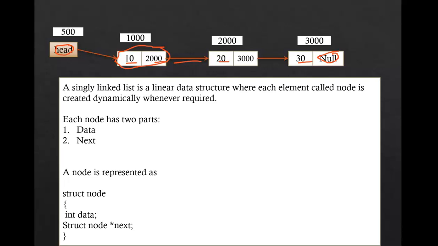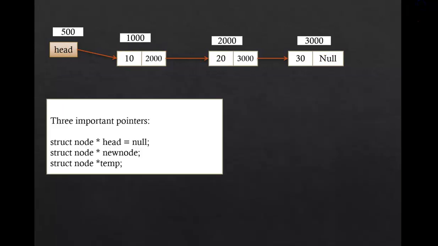Now the question, how should I represent my node? I will represent my node using a structure like this. struct node, inside the structure I say int data, struct node *next. Struct node defines the structure named node. And int data stores the actual value, for example 10, 20, 30, and next is the pointer that stores the address of the next node. So this is how I represent my node in a linked list. We understood how to represent a node in a linked list.